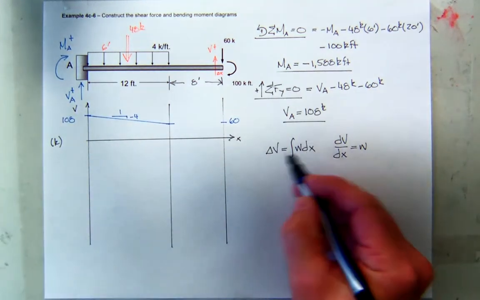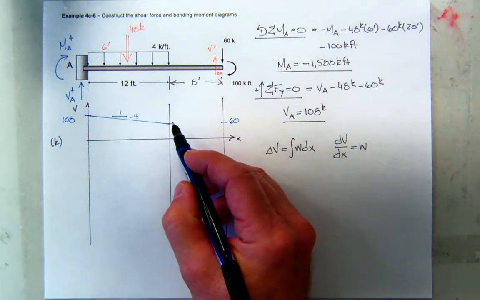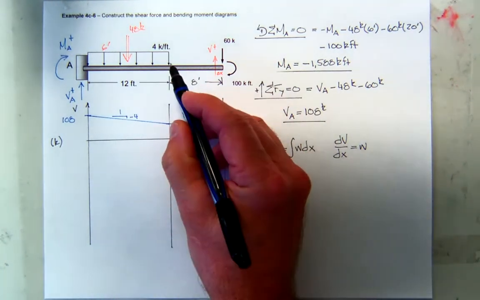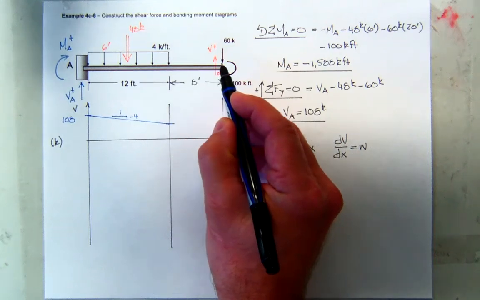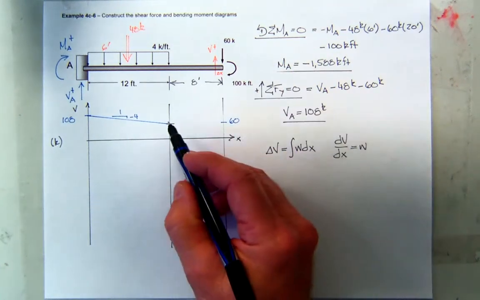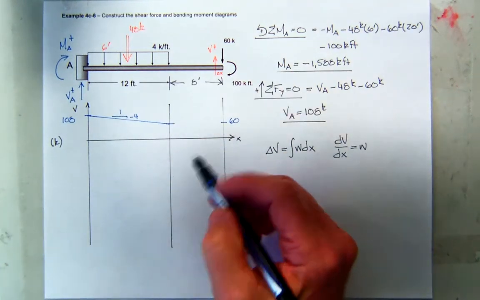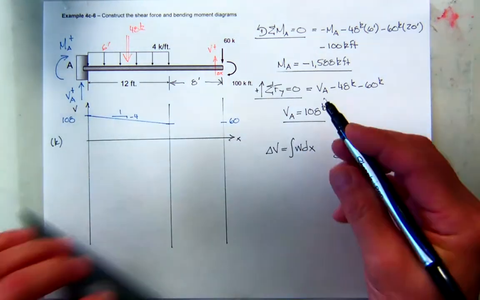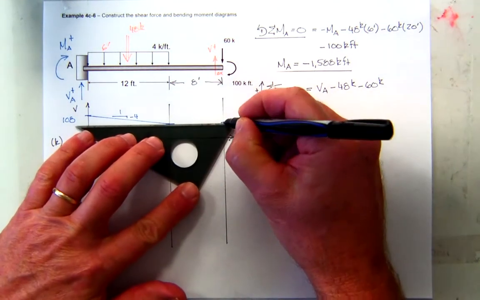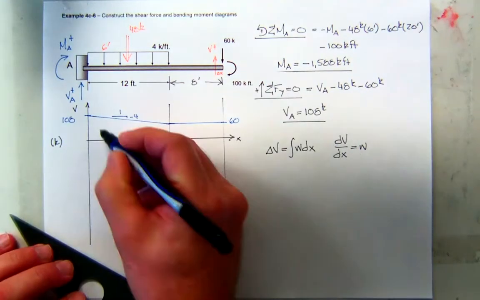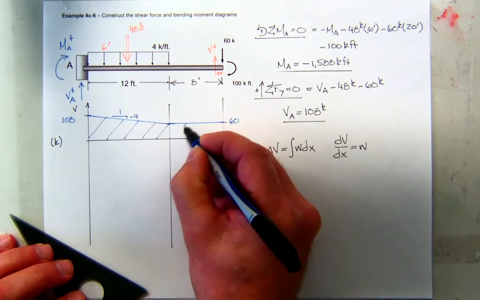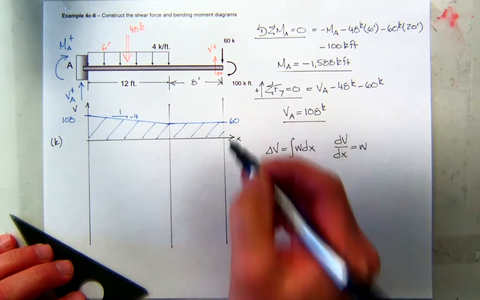Now the change in shear from, say, 12 to 20 is the associated area in the load curve. And what's the load curve over that 8 feet? 0, no change. 60, say 60. And the slope is given by the load, and the load is 0. So 0 slope is that. So there's your shear diagram. It's got a trapezoidal section, and then it has a constant section.